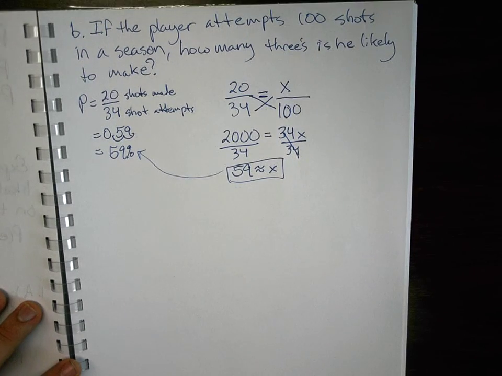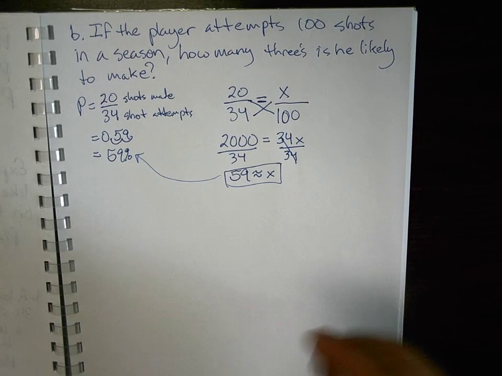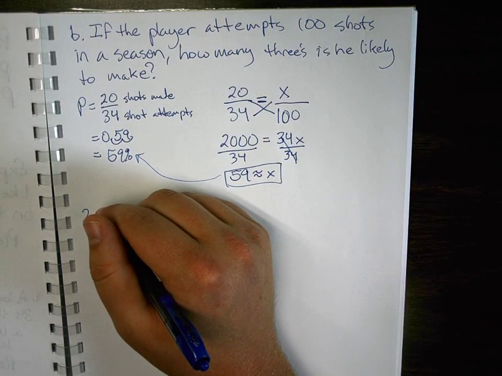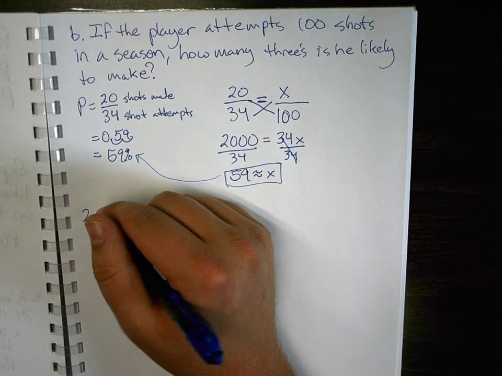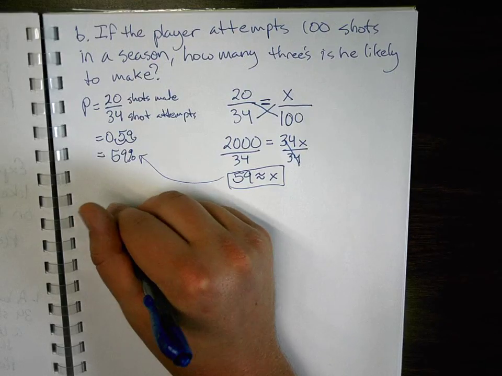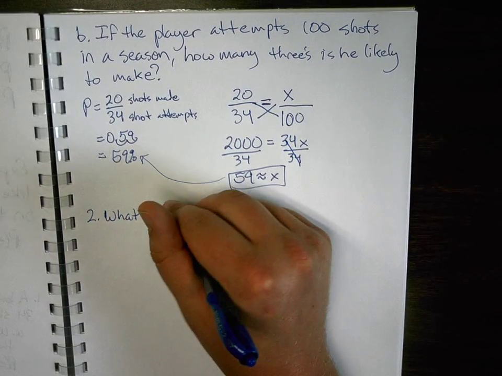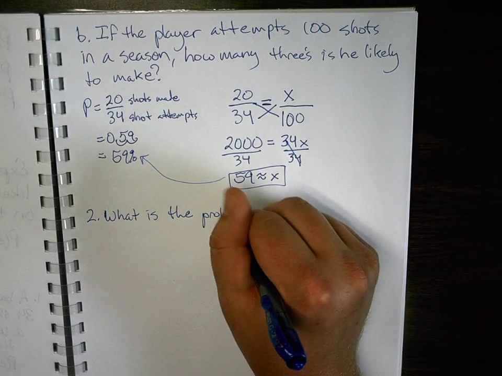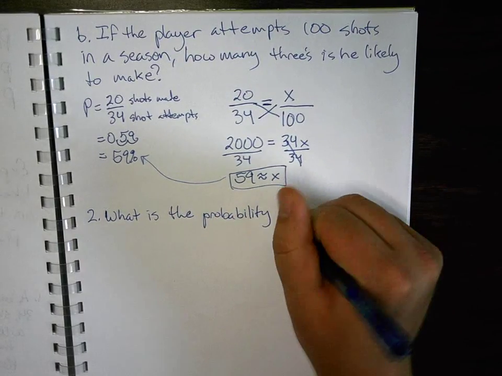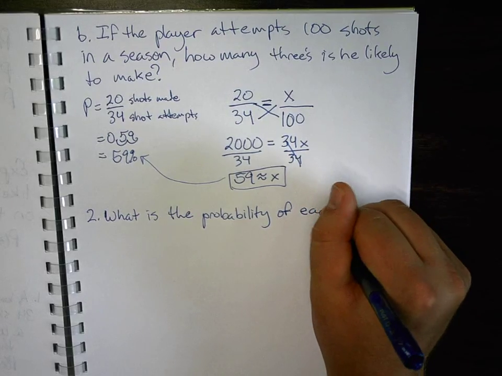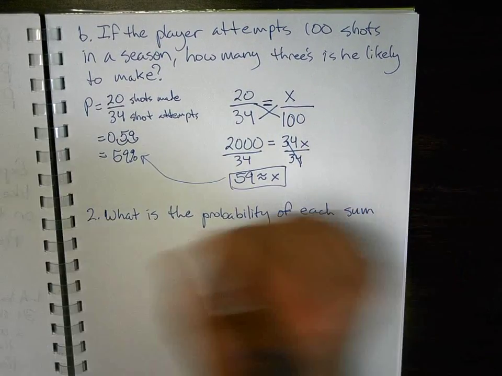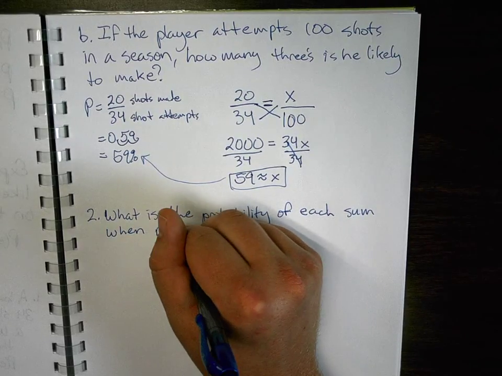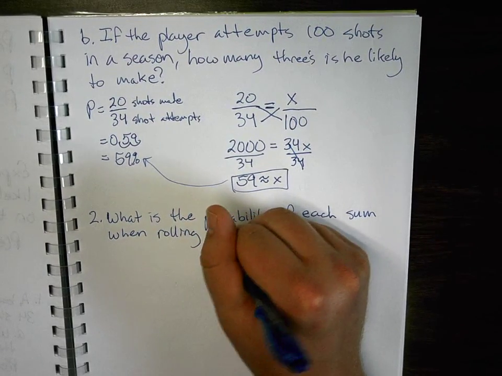Okay, I'm going to leave that up there, but I'm going to start writing the next one. So what is the probability of each sum when rolling 2 6-sided dice?